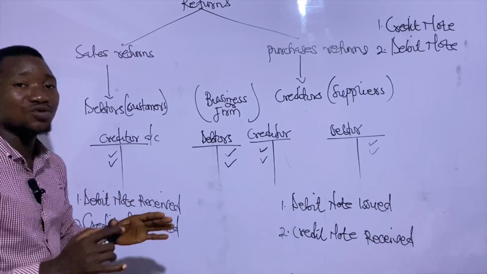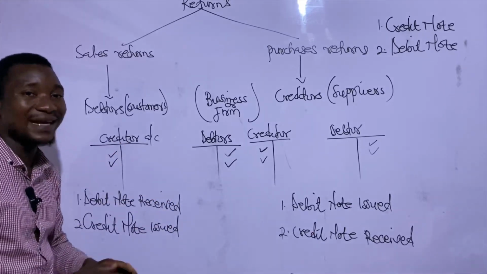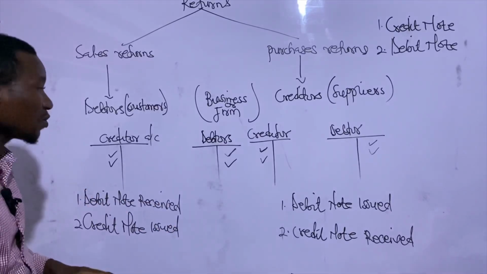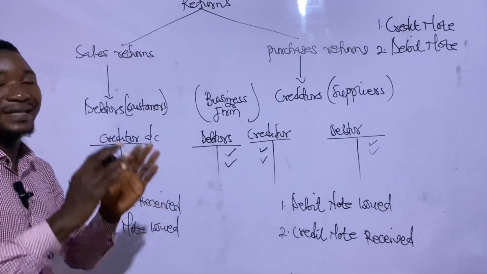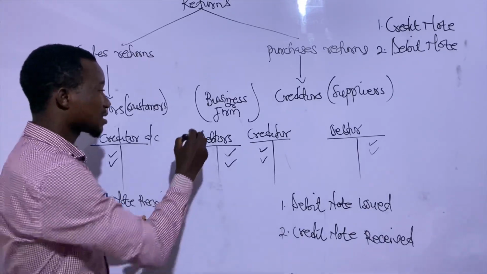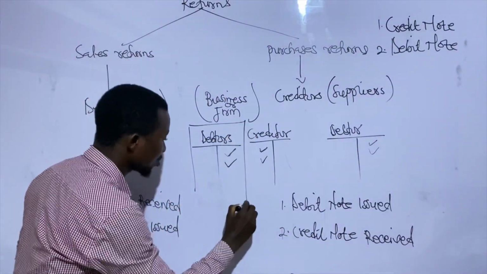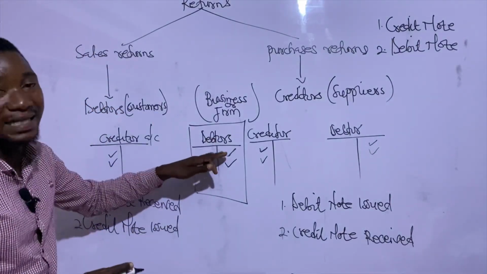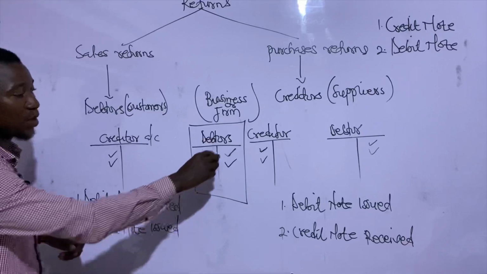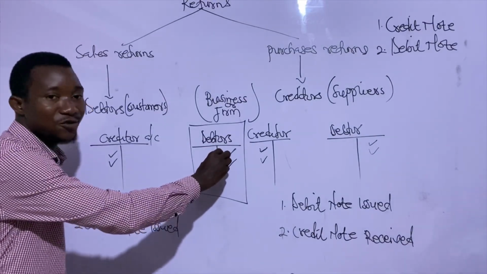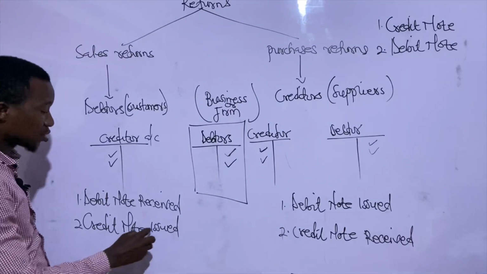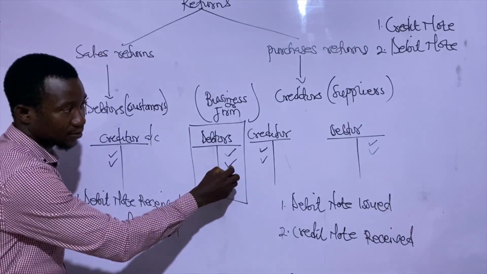So when we come to the sales ledger control account and the purchases ledger control account, this is what I'm saying. The sales ledger control account is the total debtors control account. So it functions as the debtors account over here. Total debtors account or the sales ledger control account. So a debit note received will be credited to sales ledger control account or total debtors control account, and a credit note issued will also be credited.